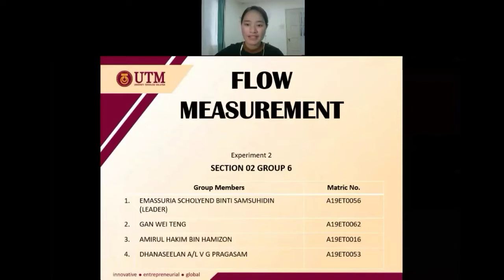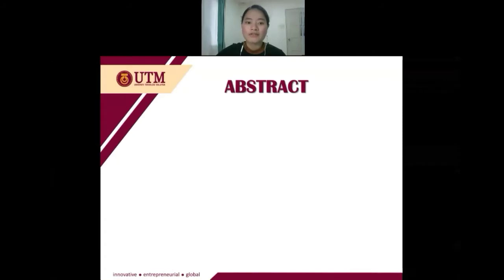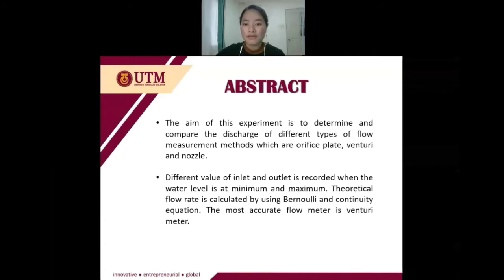For today's presentation, we will share our findings in flow measurement. The abstract. The aim of this experiment is to determine and compare the discharge of different types of flow measurement methods, which are orifice plate, venturi, and nozzle. Different values of inlet and outlet are recorded when the water level is at minimum and maximum. Theoretical flow rate is calculated by using Bernoulli and continuity equation. And in conclusion, the most accurate flow meter is venturi meter.